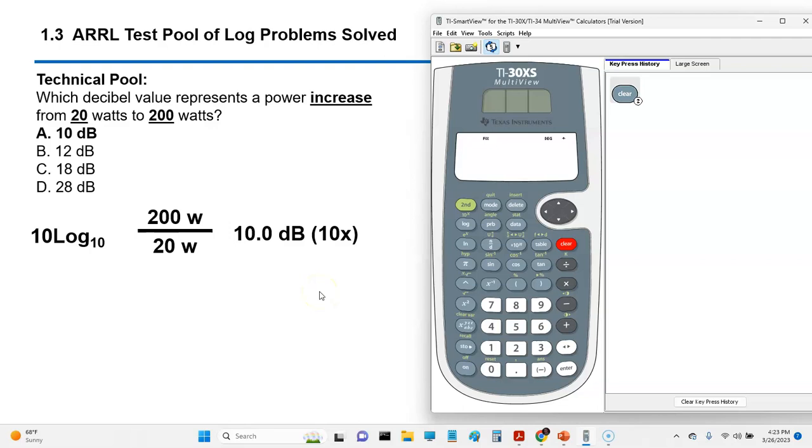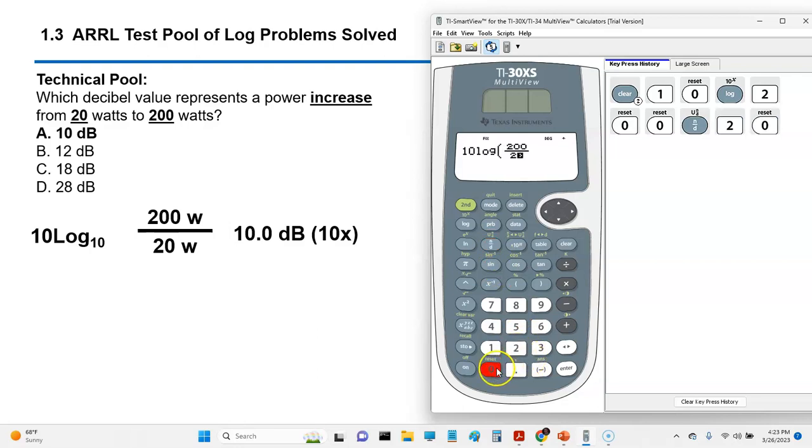The next problem says which decibel value represents a power increase from 20 watts to 200 watts? Well, that's a gain, so again we're going to do the 10 log, and the measured value is 200, and the reference value is 20, and that's going to give us a gain of 10 dB. So that's pretty cool. Those are the 3 questions from the technician pool.